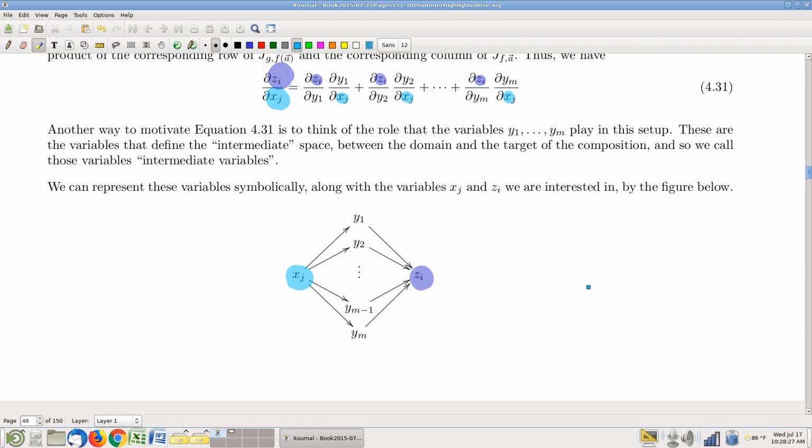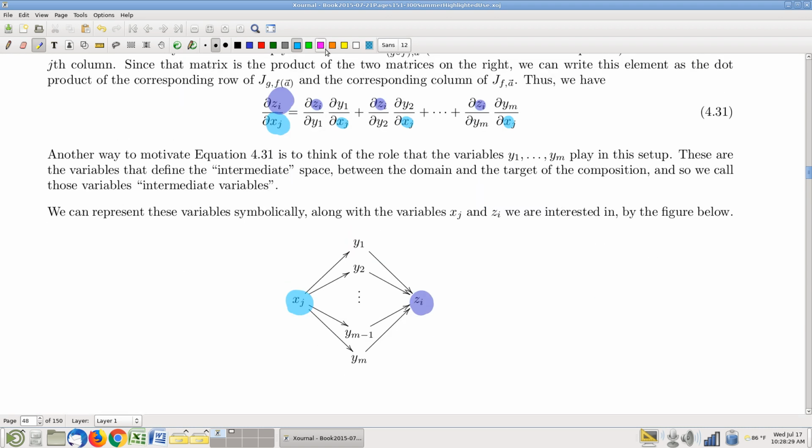Okay. Well, now what else is showing up in here? You can see here there's y1, there's y2, etc., etc.